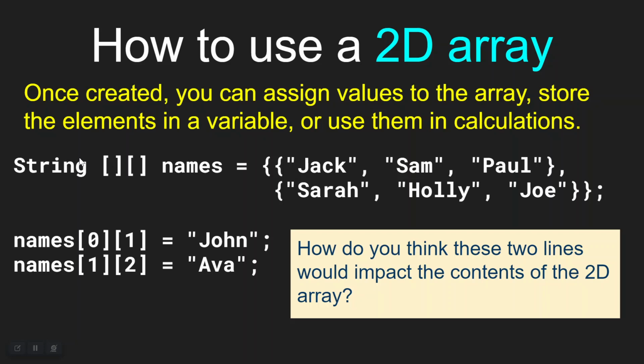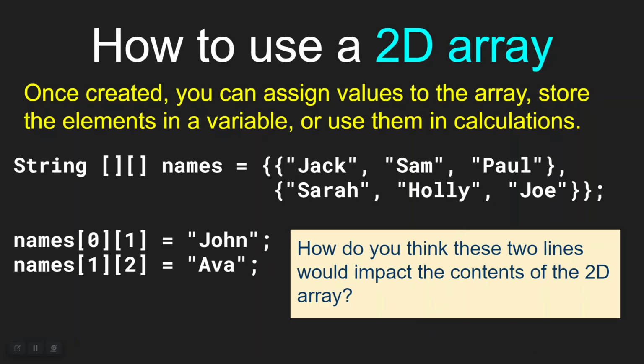So we'll take our two-dimensional array of names containing these elements, and then look at these two lines of code down here. Go ahead and pause the video. How do you think these two lines of code would impact the contents of our 2D array?